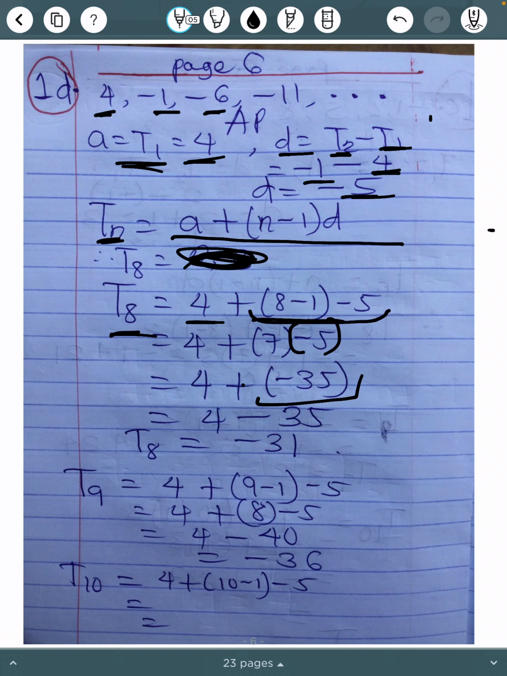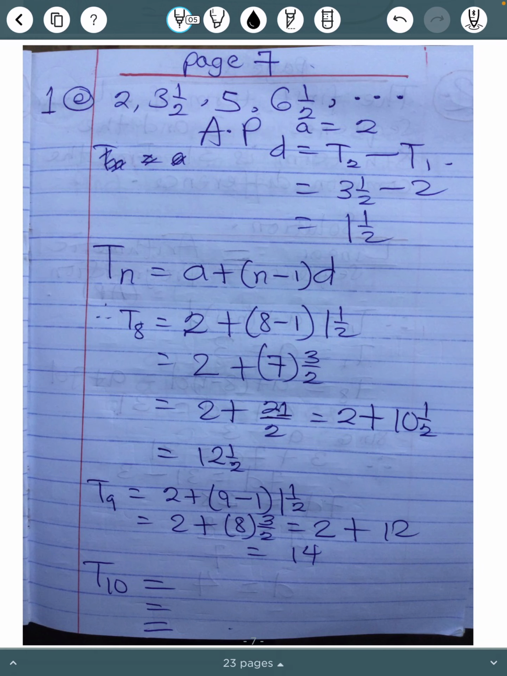Plus times minus. Bracket means multiplication. So plus times minus or minus times plus is minus. I'll do 4 minus 35 and get -31. You can find T9 and T10 the same way.